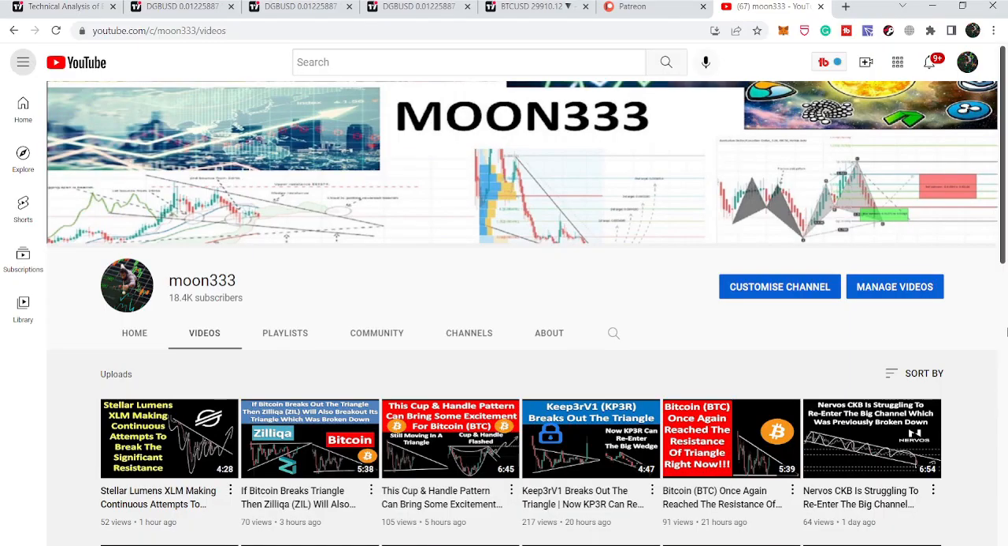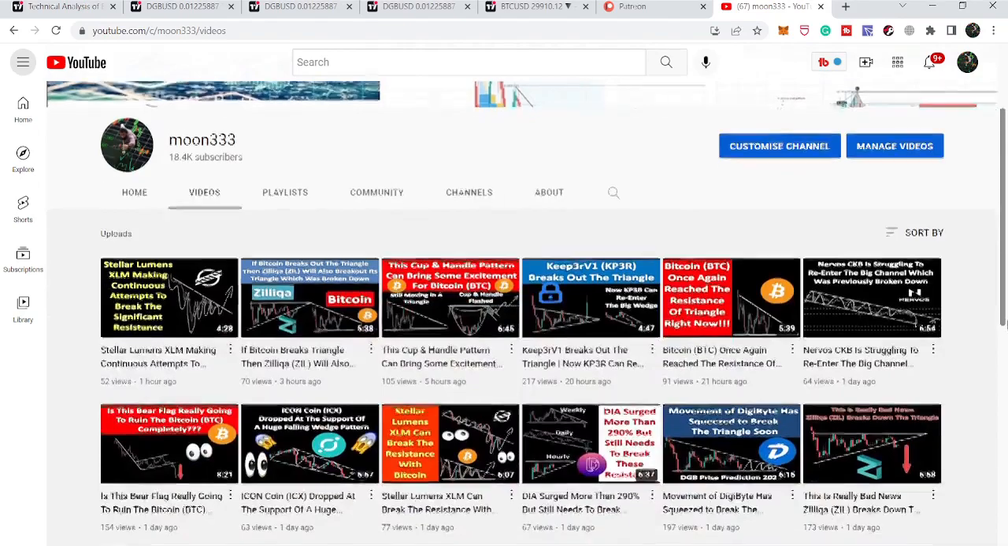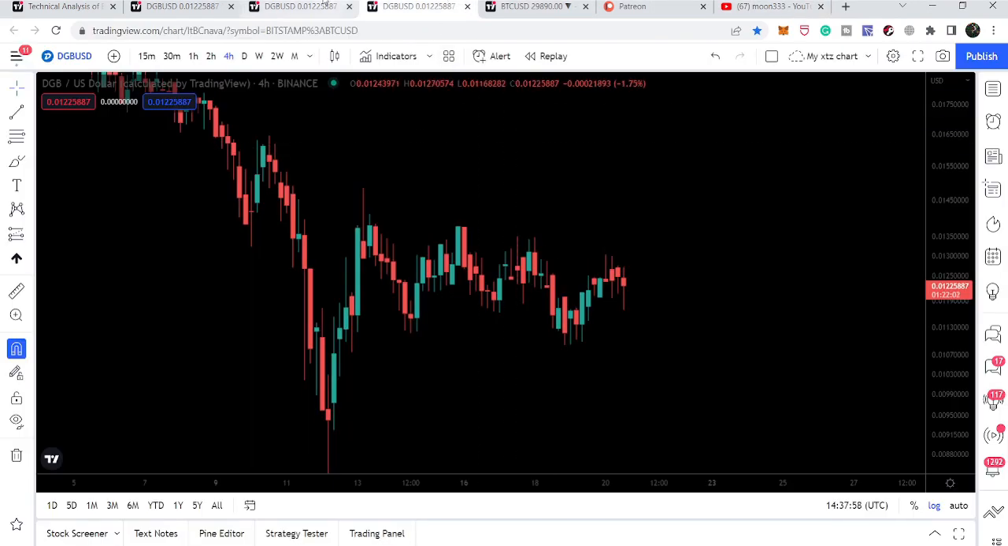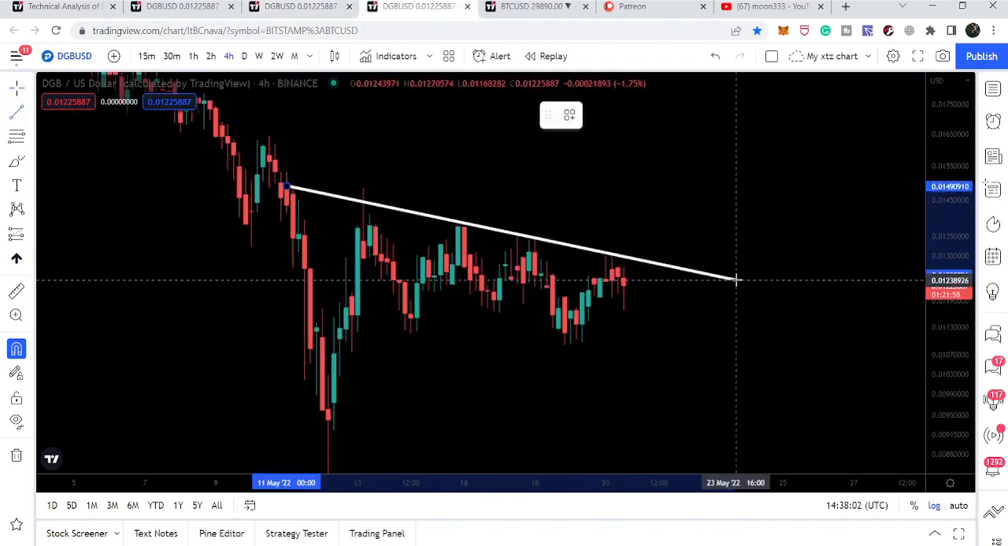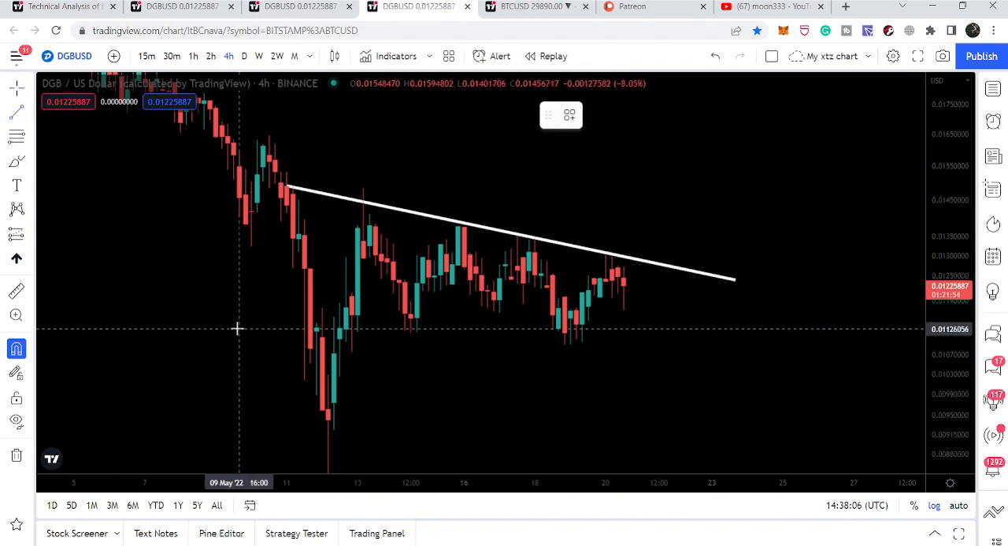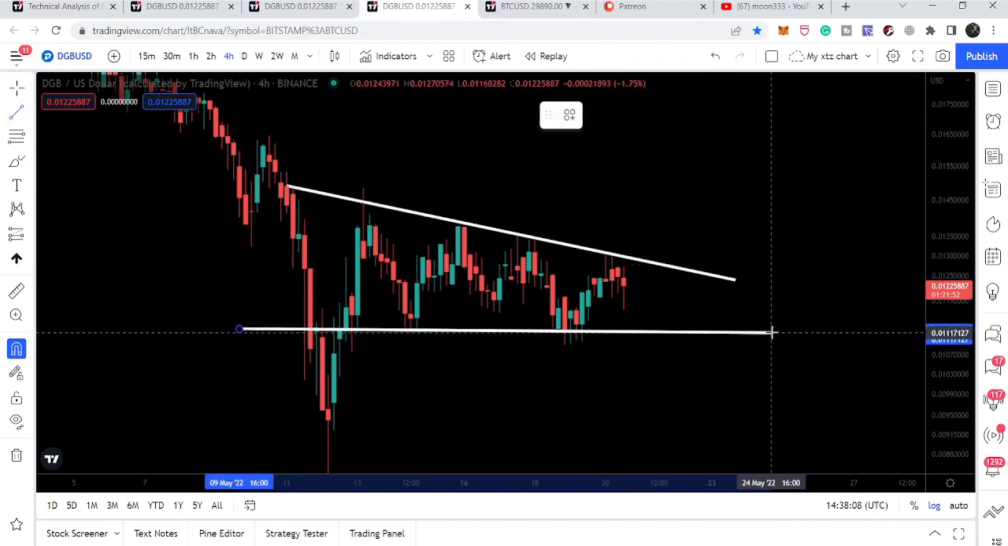Welcome to the new update on DGByte coin. As in my last video, I was telling you that DGByte can bounce from the support of the triangle and make another attempt to break out the resistance. Right now, DGByte has reached the resistance of the triangle, and it is likely to be rejected by this resistance of the triangle. In today's video, we will take a look whether the price line is going to break out this resistance or not.